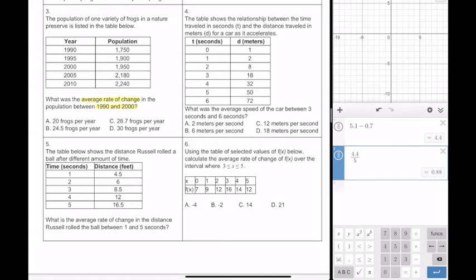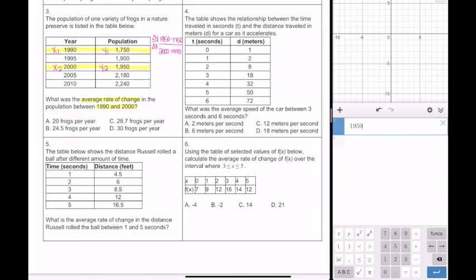So remember, we are looking for the change in y over the change in x. Okay, so 1950 minus 1750, that's a change of 200, but if you need to, you can always type it into Desmos. 1950 minus 1750. So that's 200 frogs over how many years? So from 1990 to 2000, that's a change of 10 years. So this population is growing by 200 frogs every 10 years. So how many frogs per year?